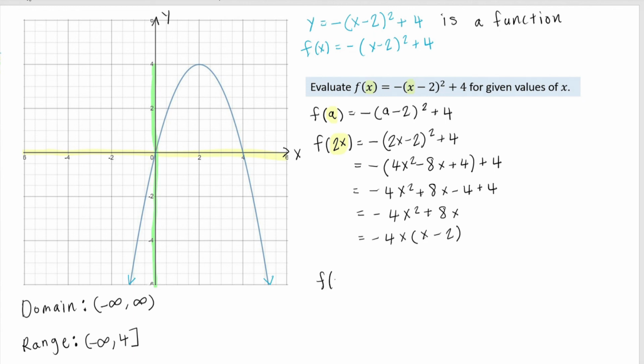How about f of t plus h? So x is t plus h. We have negative t plus h minus 2 squared plus 4. And you can simplify.